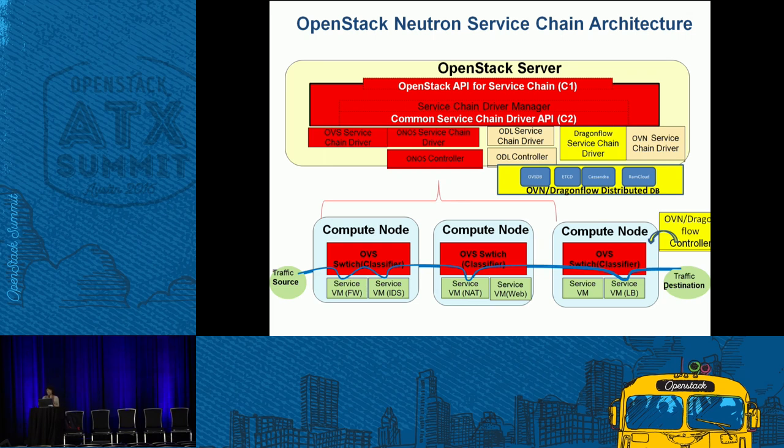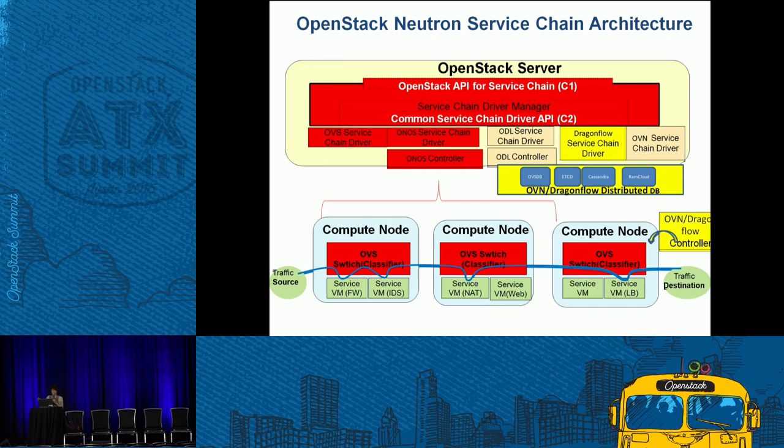Here's the OpenStack Neutron service chain architecture. At the top is the OpenStack Neutron server, and at the bottom are a few compute nodes. At the northbound of the Neutron server, there's the OpenStack service function chain API for the user to specify the service chain requirement. Then we have a common southbound service chain driver API so that different controller drivers can plug in to realize the service function chain functionality. Currently, we already support the OVS service chain driver path and also the ONOS service chain driver path implementation, which I'm going to go through in later slides.